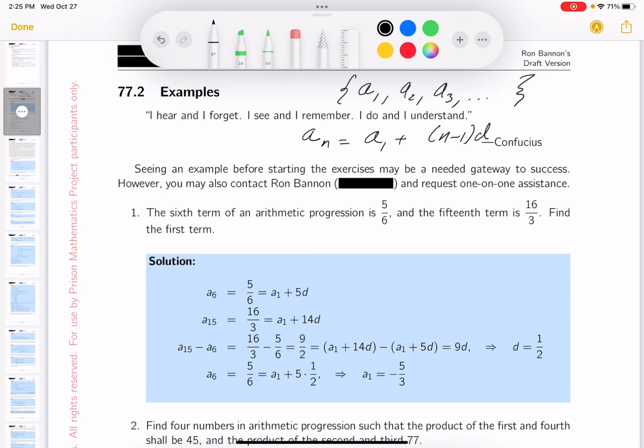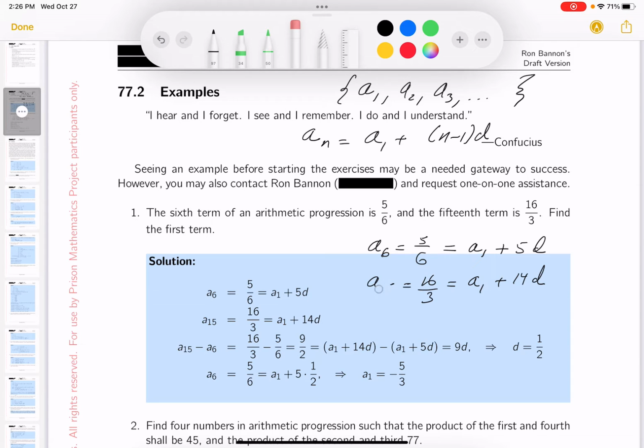So what do you get? It says the sixth term of an arithmetic progression is 5/6. So write down A6 is 5/6. They tell me the 15th term is 16/3. Now, what do I know about these terms? They're related to the first term, A1, plus (n minus 1)d. Well, if n is 6, that would be 5d. And this is going to be A1. Well, 15 minus 1 is 14d. All right, so I have two equations with two unknowns.